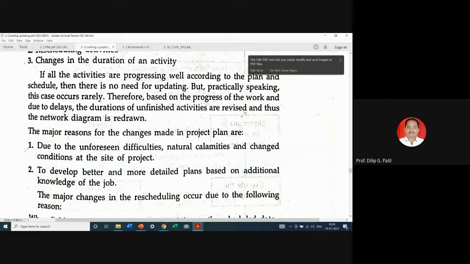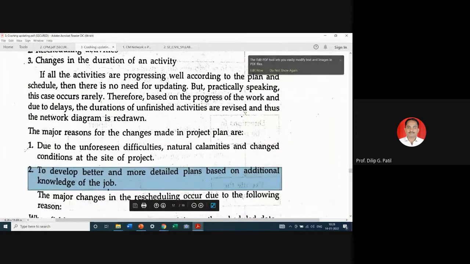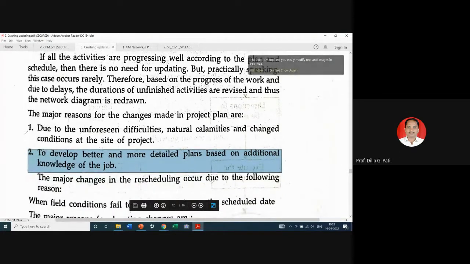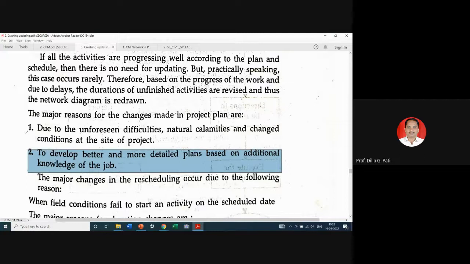Then to develop better and more detailed plans based on additional knowledge of the job. म्हणजे बऱ्याच वेळा काय होऊ शकतं की although we are scheduling the activities or we are deciding the times of activities, duration of the activities as per our experience, considering the repetitive type of nature, or in terms of PERT, we can say probability, uncertainty.